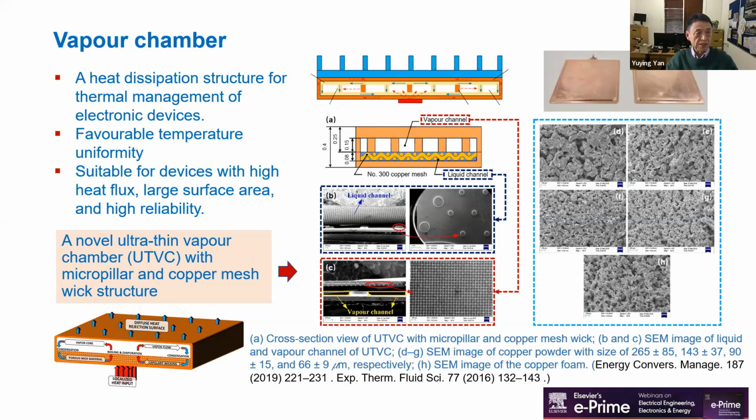So in a recent study, micro pillars were combined with a copper mesh wick structure to make an ultra-thin vapor chamber, as shown in the figure. The results show that this kind of ultra-thin vapor chamber can have 30 times higher thermal conductivity than pure copper, and the change of maximum heat transfer performance is less than 11% under reversed gravity.